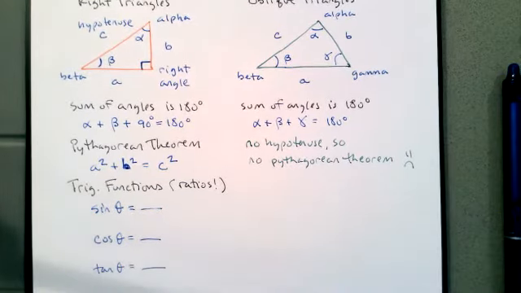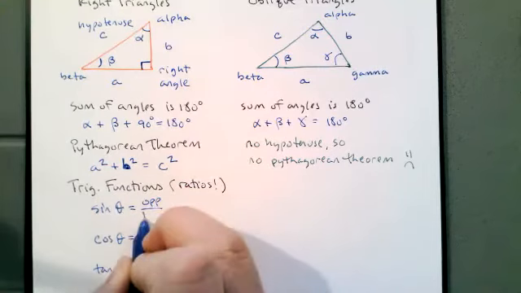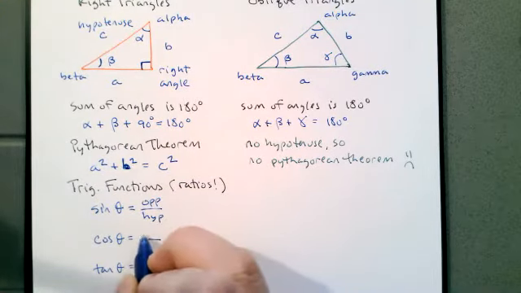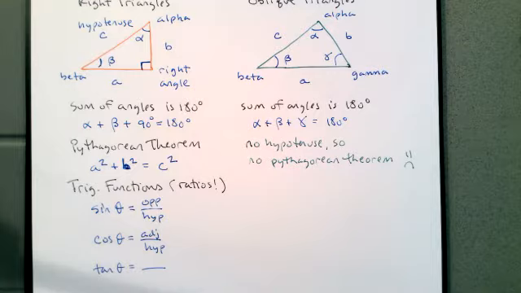Sine is opposite over hypotenuse, so we abbreviate that opposite over hypotenuse. What is cosine of theta? Adjacent over hypotenuse. And tangent of theta? Opposite over adjacent.